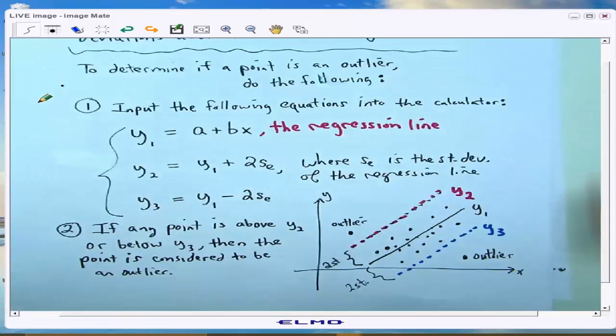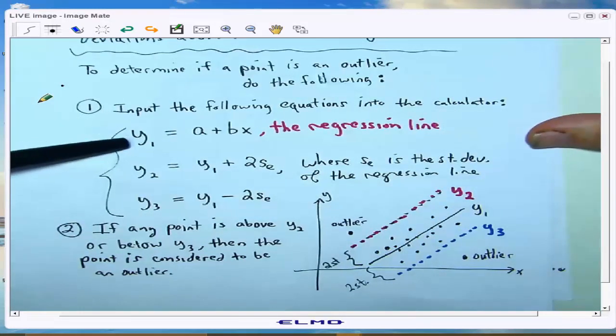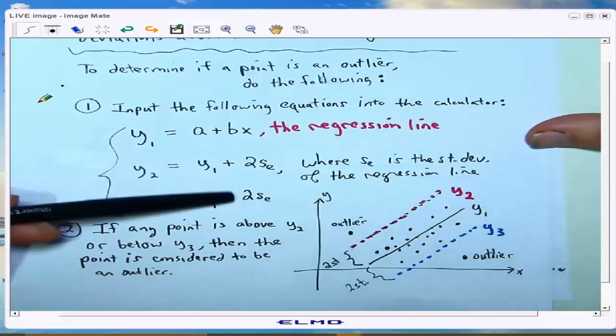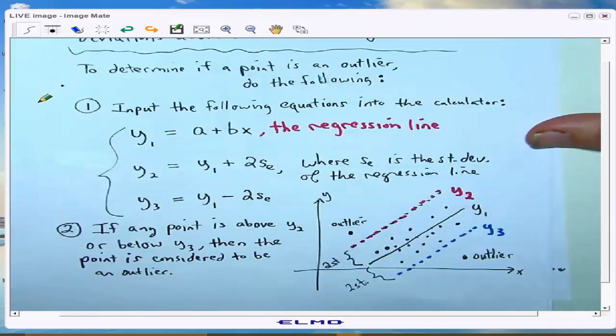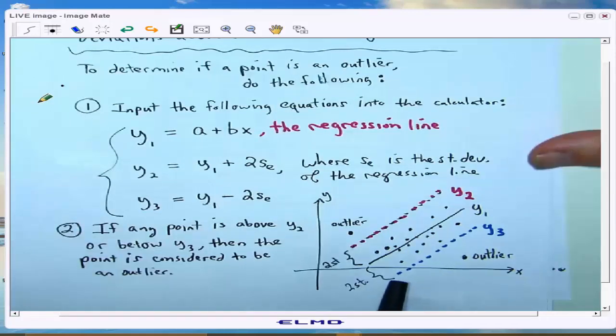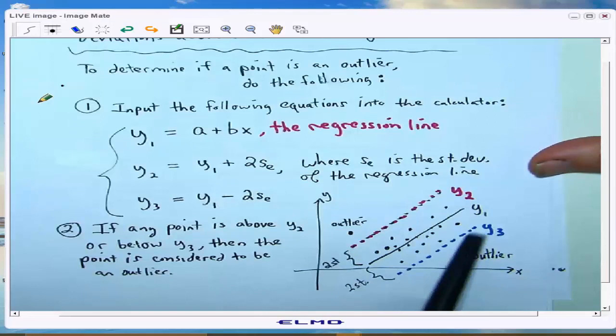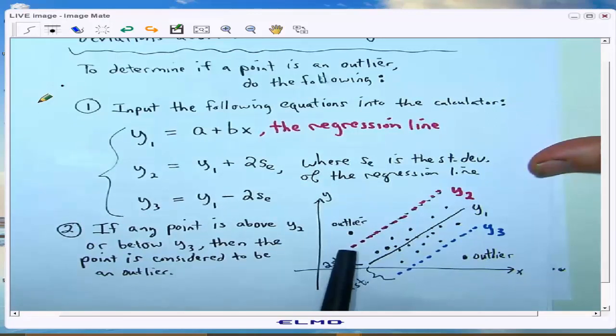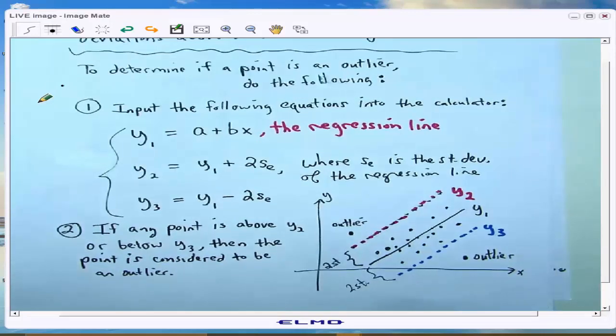Okay, so we're inputting these 3 equations in the calculator, with Y3 and Y2 being Y1 plus or minus 2 standard deviations. And once you take a look at your graph with the 3 lines on it, if any point is above the red line or below the blue line here, then that point is considered to be an outlier.